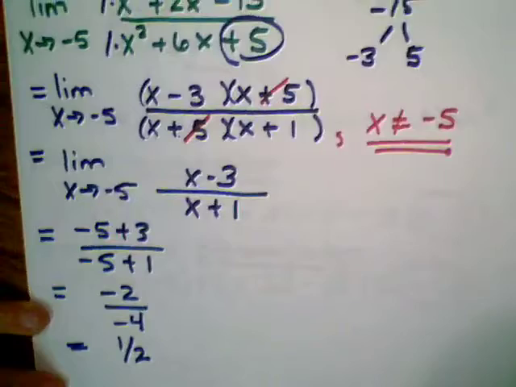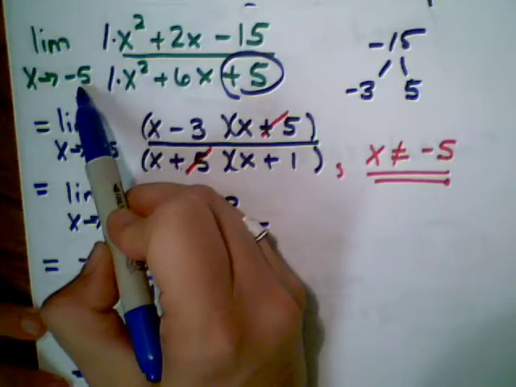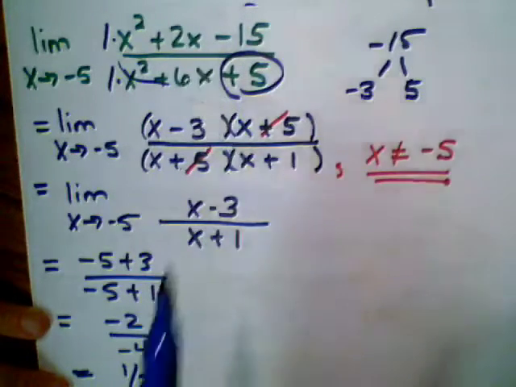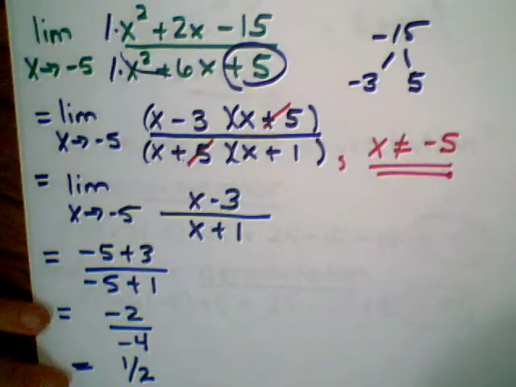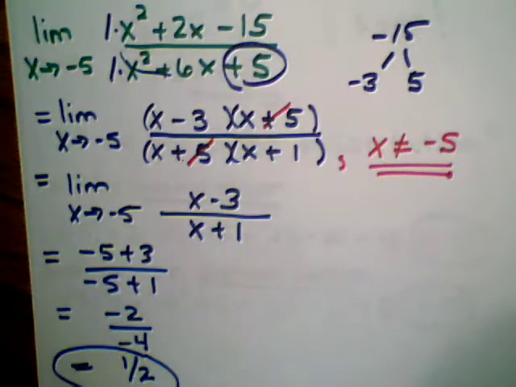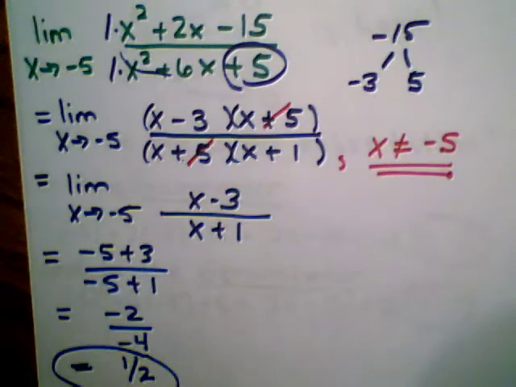Okay. And remember what that means? As x gets closer to -5, the output of the original function gets closer and closer to 1/2. Okay. If you need to pause the video right now and take a look at those calculations, you sure can. We're just going to have one more example here in the next 5 minutes.